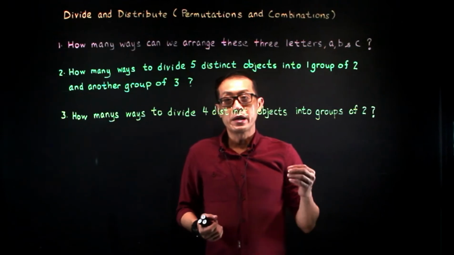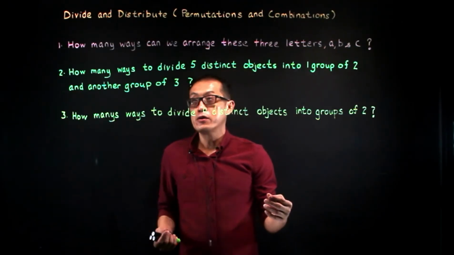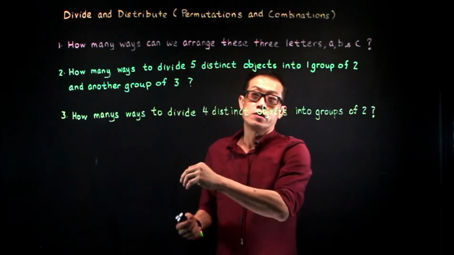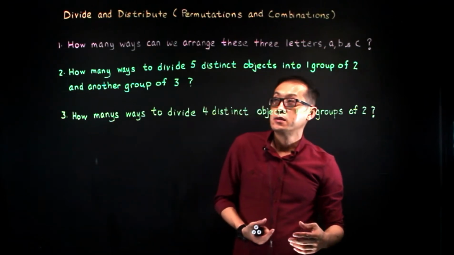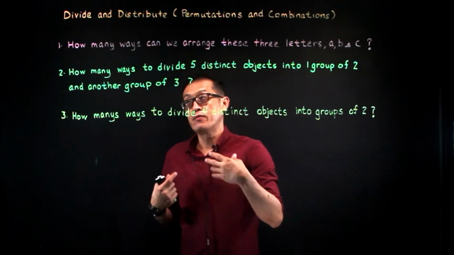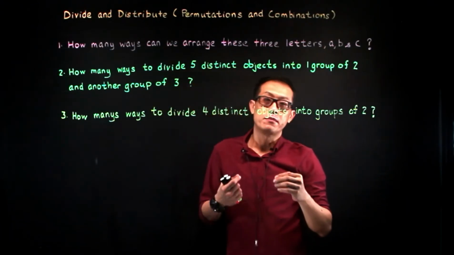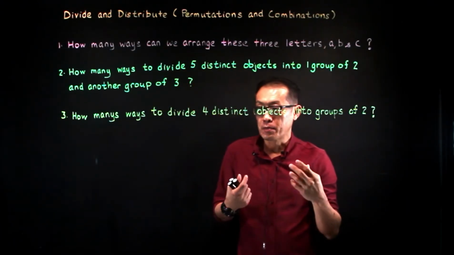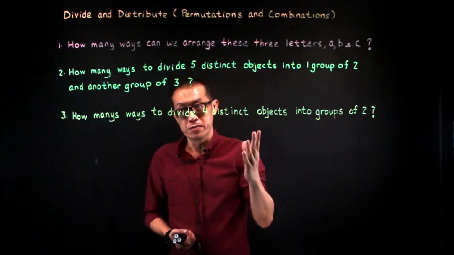Today we are on the topic of permutations and combinations. I will bring you to look into the concept of division and distribution. Now let's start off by using these three sums to investigate some of the properties, the things to take note of when you do a division and distribution.